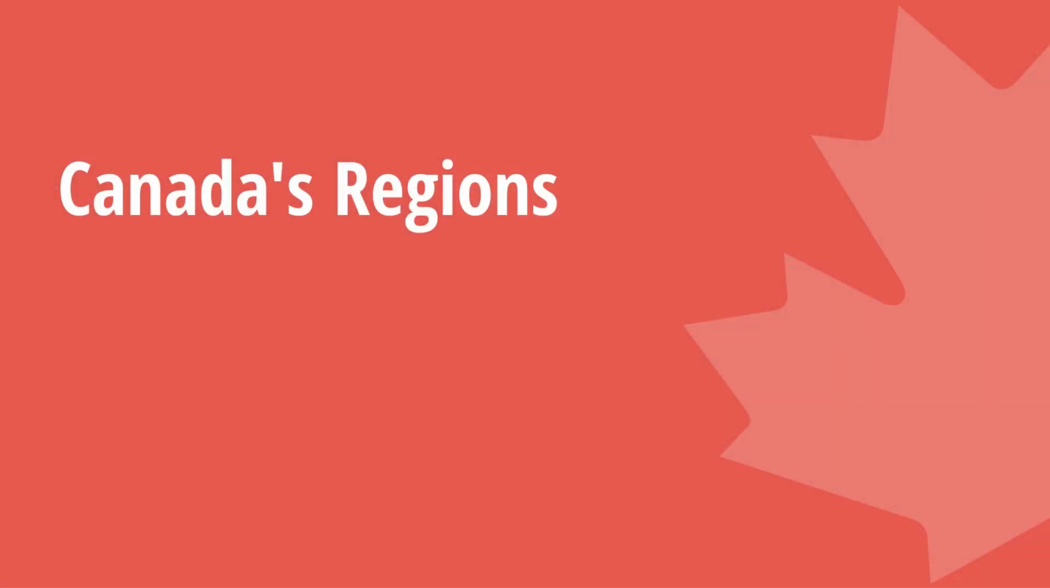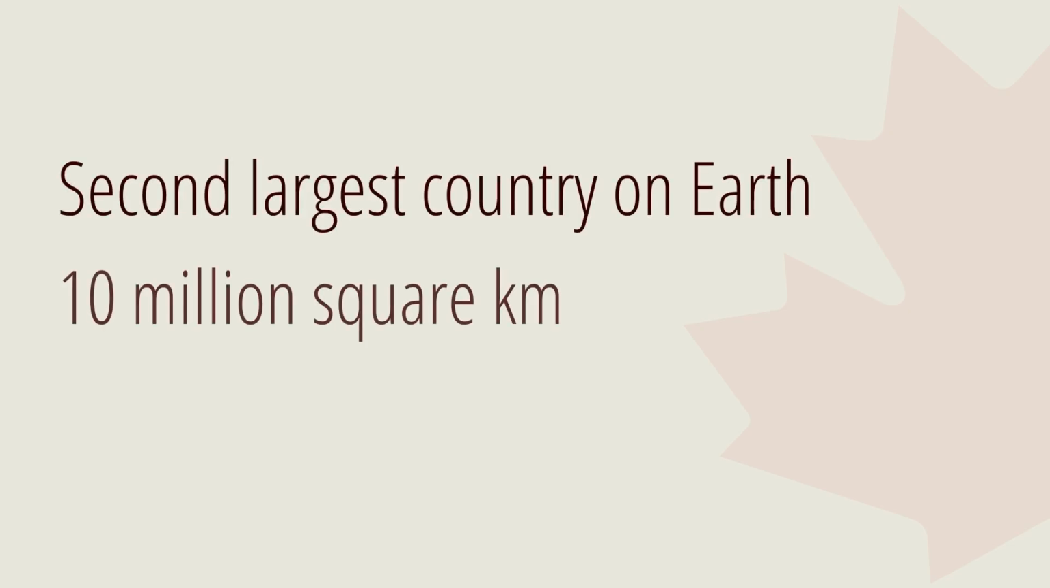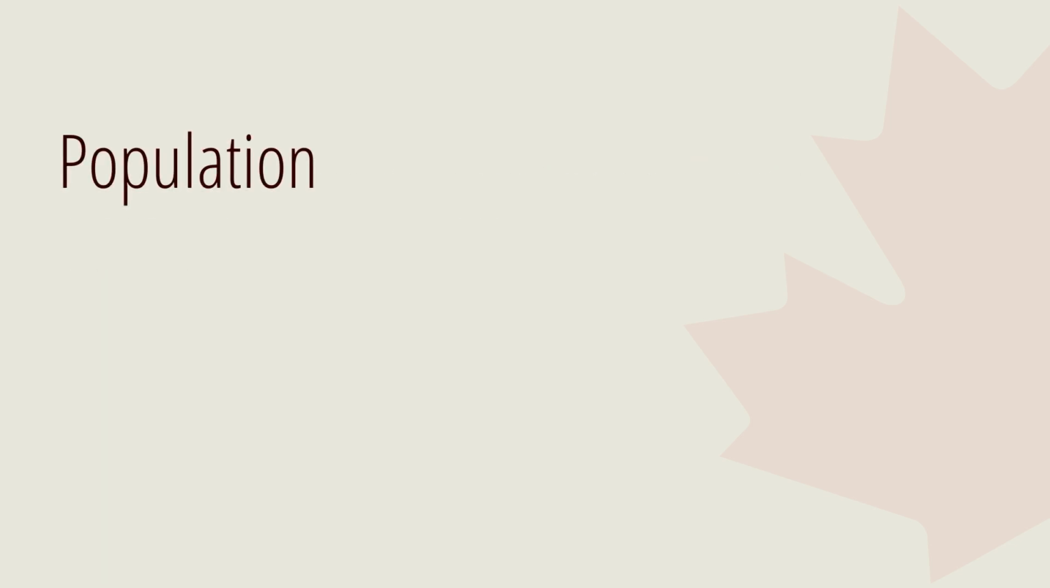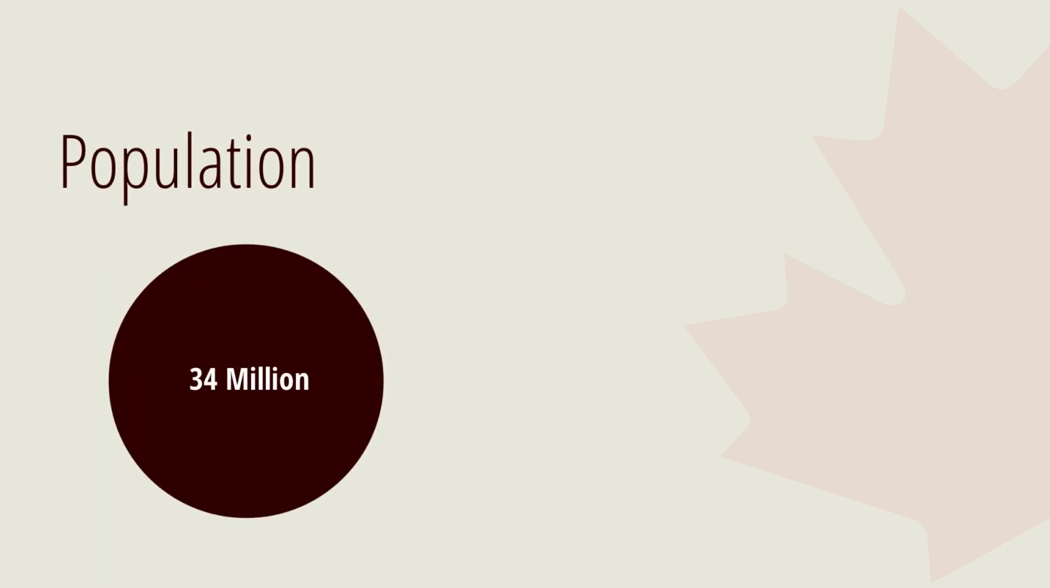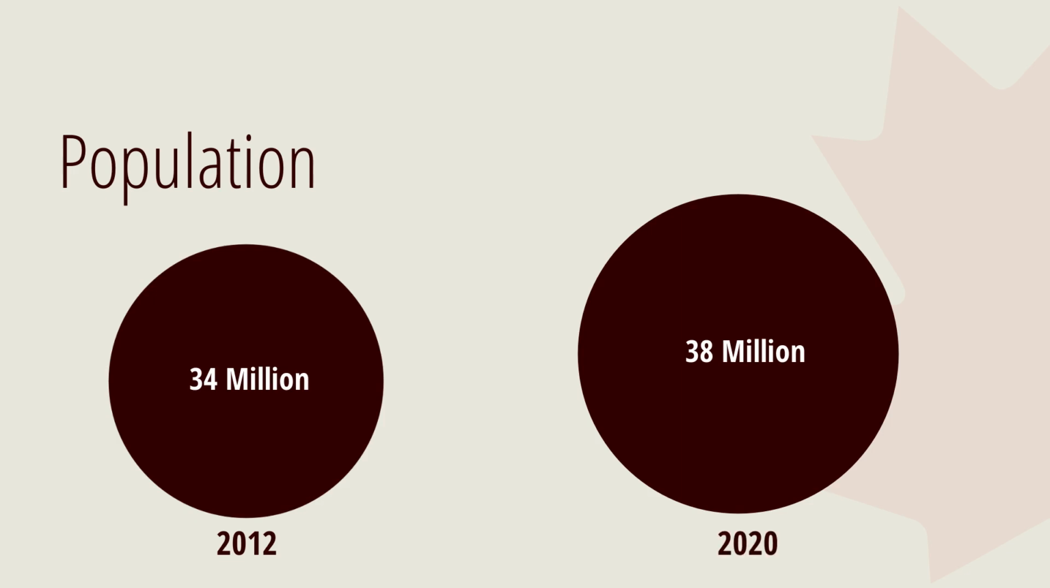On page 44 of the Discover Canada Guide, we see a title, Canada's Regions. As you probably already know, Canada is a huge country. In fact, it's the second largest country on Earth at 10 million square kilometers. Your guide states that Canada's population is about 34 million people. Now this was in 2012, so this information has changed. We're now closer to 38 million people.